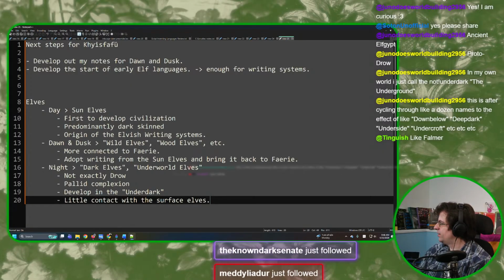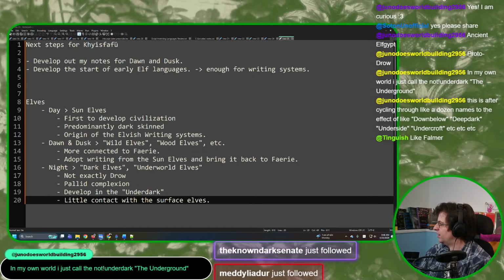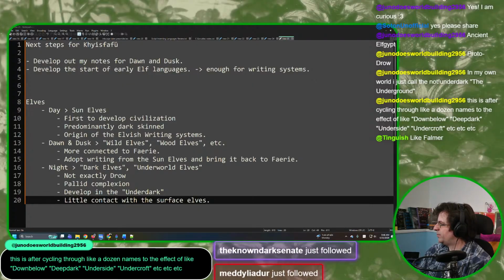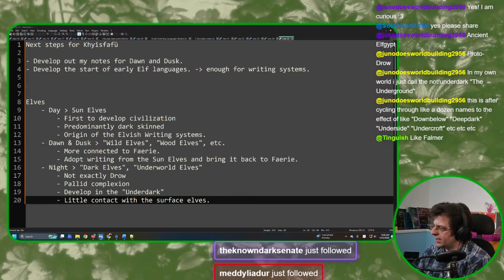Okay, so Juno, you said you call it the underground, and you're cycling through a dozen names like down below, deep dark, underside, undercroft. Yeah, I'll work on it. I might have an actual night elf name for it. The sun elves are going to have a descendant or close sister to the day dialect, right? The night elves likewise will be a branch off of night, but I'm not going to actually develop that.